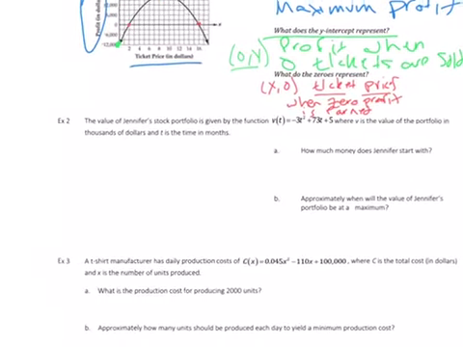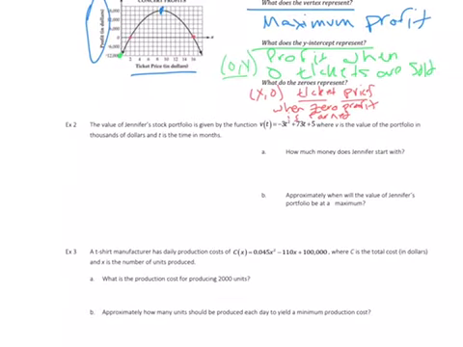The value of Jennifer's stock portfolio is given by the function v of t equals negative 3t squared plus 73t plus 5, where v is the value of the portfolio in thousands of dollars and t is the time in months. I'm going to go back to my blue color here. So how much does Jennifer start with? How are we going to figure this out?